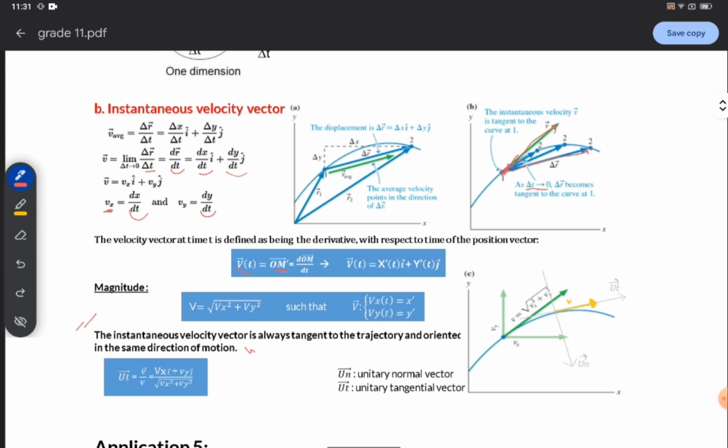For the instantaneous velocity vector, ut vector is the unitary tangential vector, and un is the unitary normal vector, while ut vector equals v vector over v, the V vector over the magnitude of V.